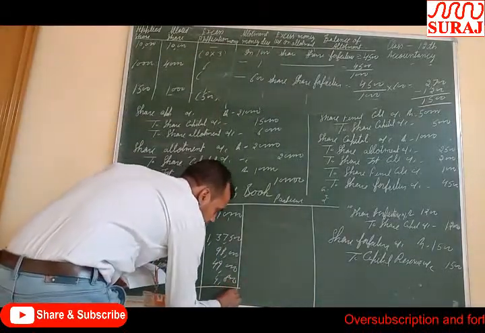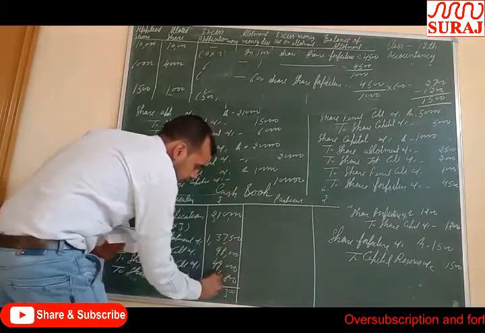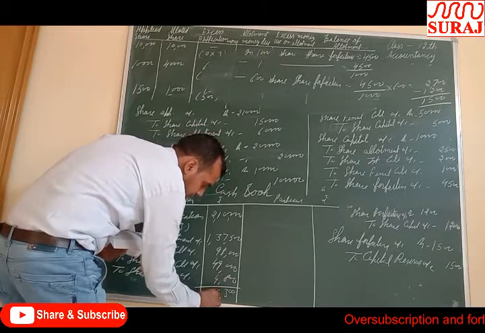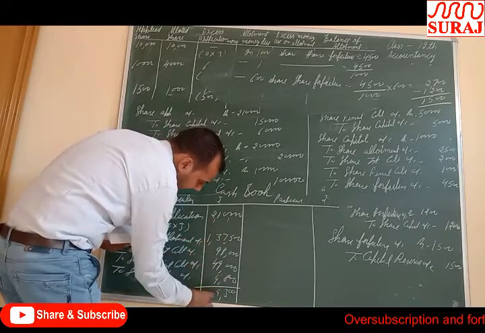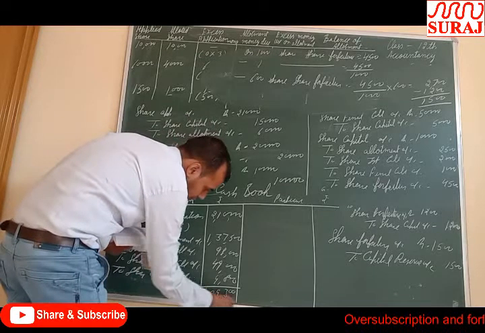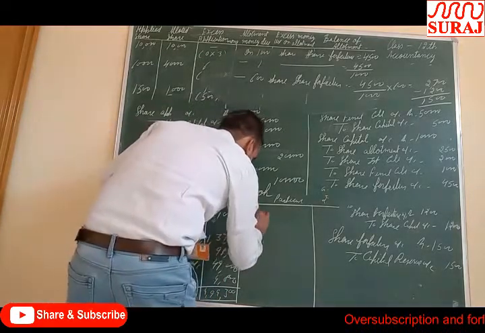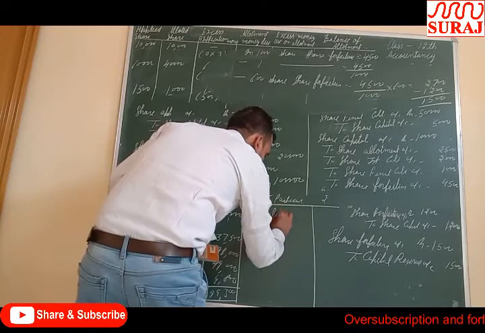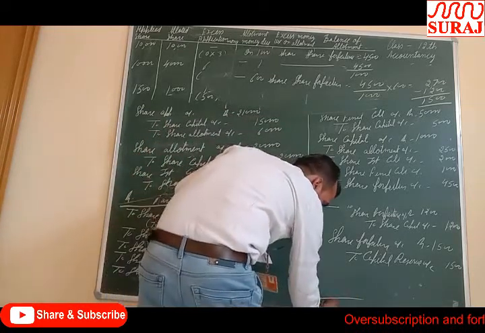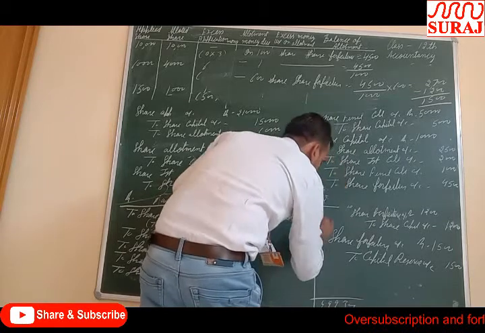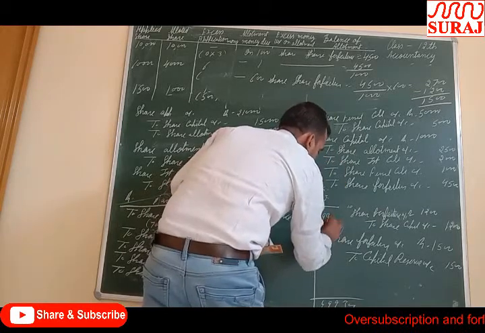Total. I balance CD. Here total 4,99,300, 4,99,300.